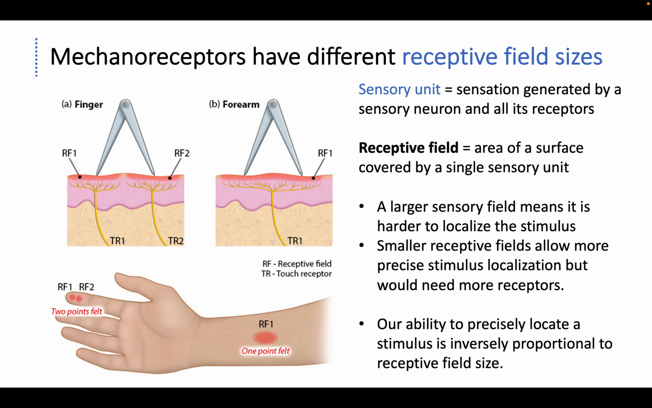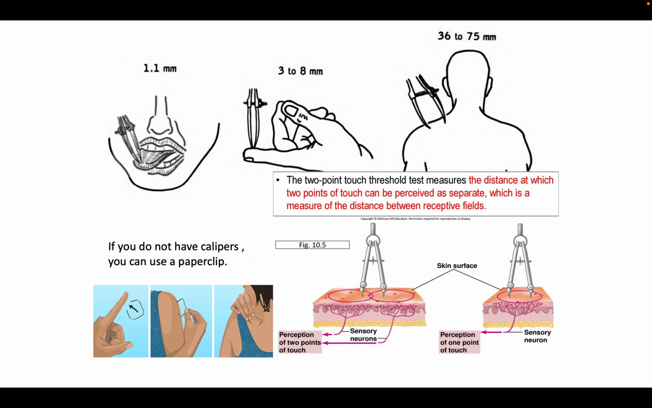Okay, so hopefully this makes sense. This graph here is showing how you can test this yourself. So you could do it on the tongue, you could do it on the finger, you could do it on the shoulder, you could do it on the forearm, wherever. Okay, so in this example here, you could use a paper clip if you don't have one of these actual instruments. Okay, and again, this is called 2-point discrimination, or they're calling this the 2-point touch threshold test.